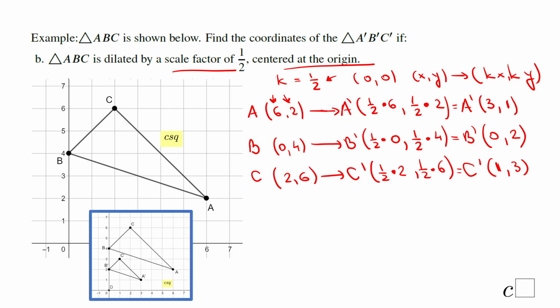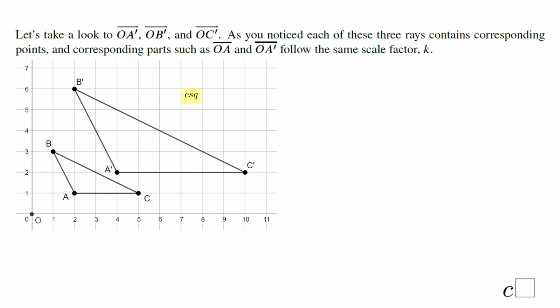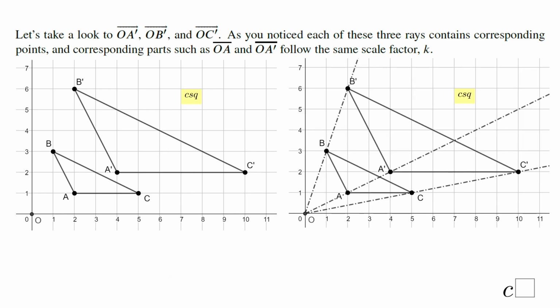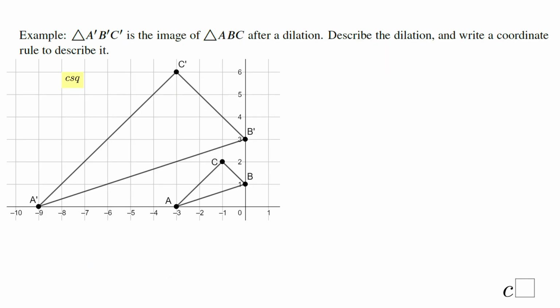You can see this dilation, this reduction here. This is the pre-image, this is the image, and you notice A prime 3 and 1, B prime 0 and 2, C prime 1 and 3 in this picture. Now, like I said a couple of minutes ago, we can take a look at these rays. You see them here better, and you notice O, B, B prime are collinear on the same line, O, A, A prime are collinear on the same line, and the same for O, C and C prime, they are collinear. That fact is going to help us with a problem like this one.